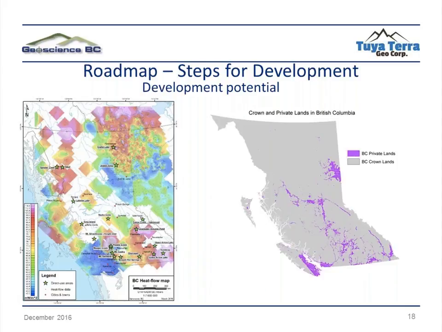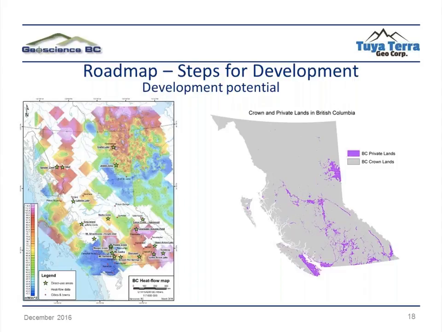So what we're doing here is we're just comparing where the heat flow areas in BC are, from the map that was provided in the report, and how that compares to the different end-use applications that we've talked about. Here you've got a map on the right-hand side that's showing you where private land is, and this is really just representing how the population in BC is distributed.